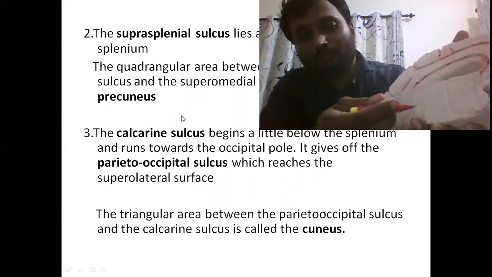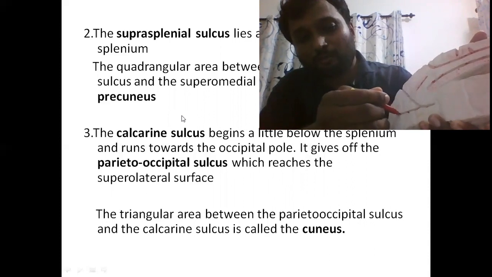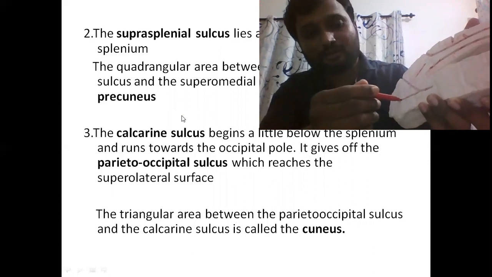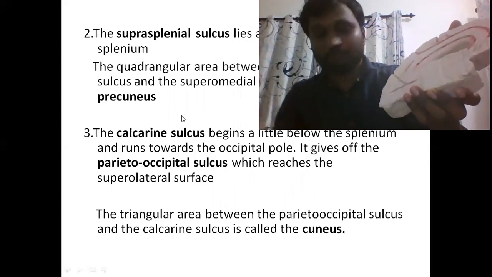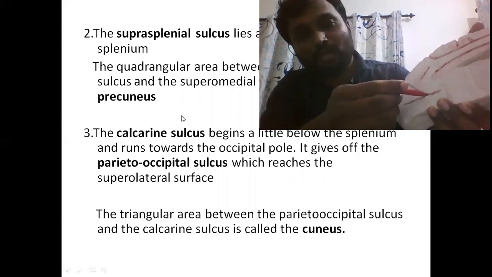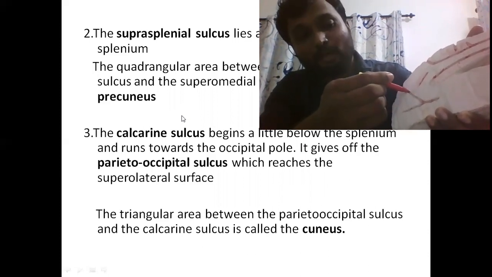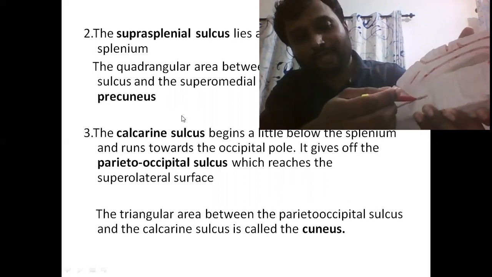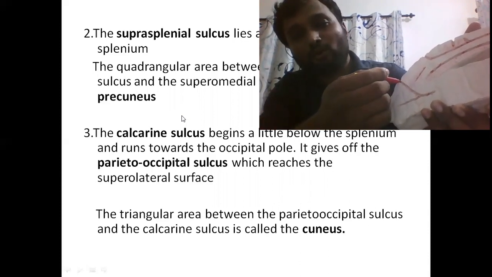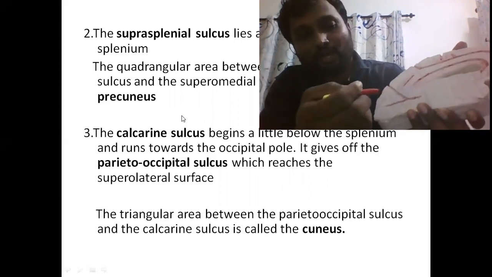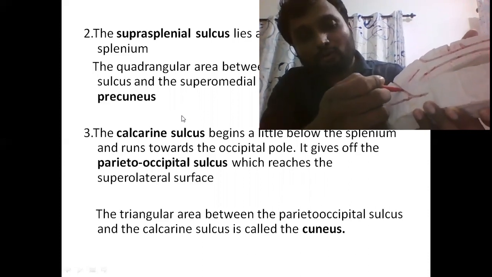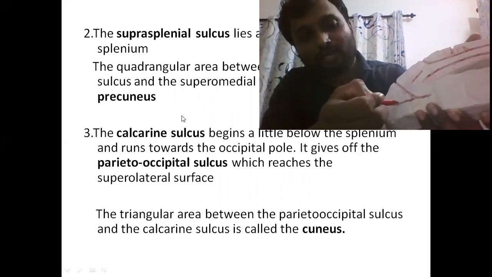Now below the splenium, here we can see another sulcus. See this sulcus, it is known as calcarine sulcus. See, this one is a calcarine sulcus. And here it gives a branch which is known as parieto-occipital sulcus. This one is a calcarine sulcus, and this branch of that calcarine sulcus is a parieto-occipital sulcus.